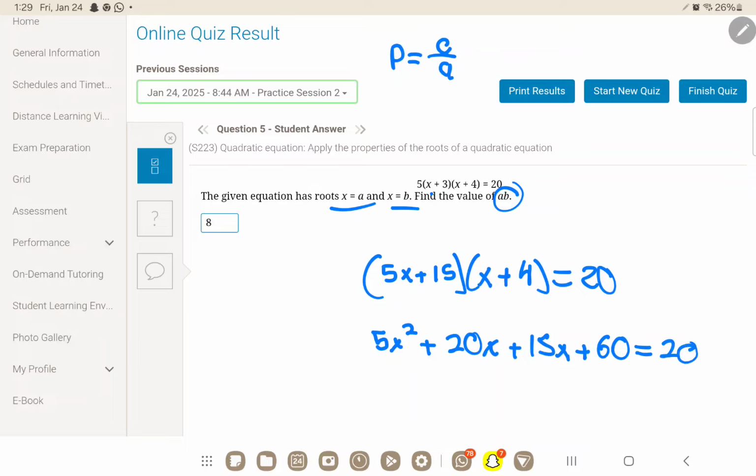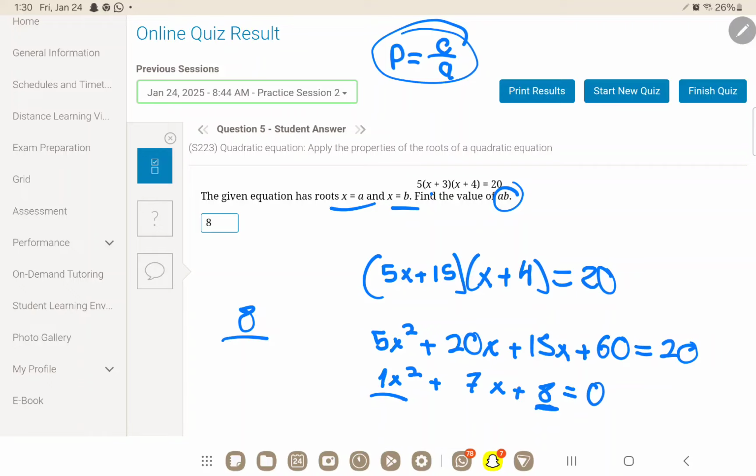We always know that we need our quadratic equations to equal 0. So what we're going to do is 5x squared plus 20x plus 15x is 35x, plus 60 minus 20 is plus 40 equals 0. Now we know we can simplify the entire equation by dividing by 5 on both sides, but you don't need to divide 0 by 5 because it's going to be 0 either way. So x squared plus 7x plus 8 equals 0. And we know the product equals value c over value a. C is 8, a is 1 because the coefficient of x squared is 1. So 8 divided by 1 equals 8. And that is the value of ab.